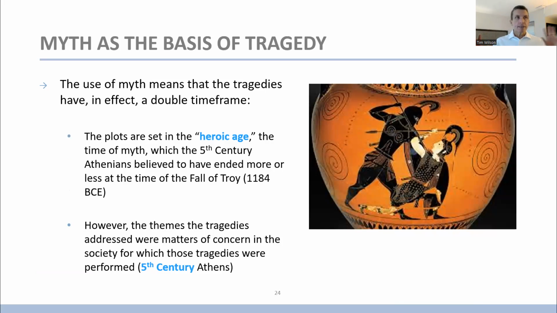And the other thing I'll point out is that the use of myth meant that the tragedies have in effect a double time frame. So the plots are set in a heroic age of a fairly distant past. They're looking at an age that ended with the Trojan War, which for their understanding and for ours happened around 1184 BCE. So that's the time frame that the tragedies are mostly set. But they're also referring to events in their own day, 700 years later in 5th century Athens.